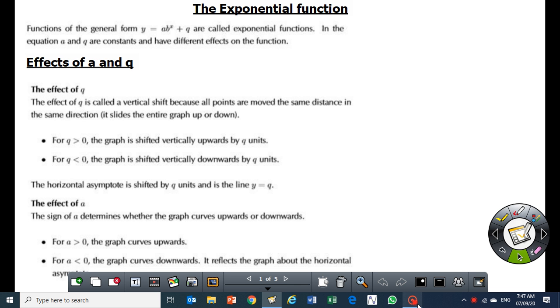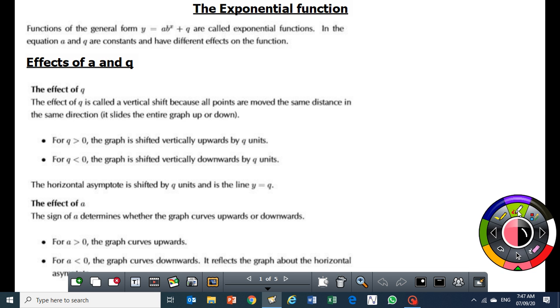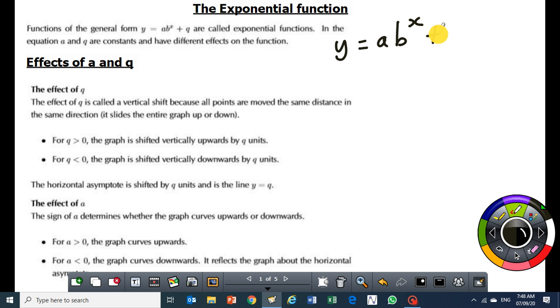A times b to the power of x plus q are called exponential functions. Okay? So, if you see a function of the form y equal to a times b to the power of x plus q, we call that function an exponential function. Now, it's very important for you to distinguish the four functions.